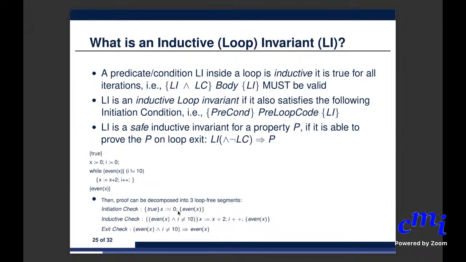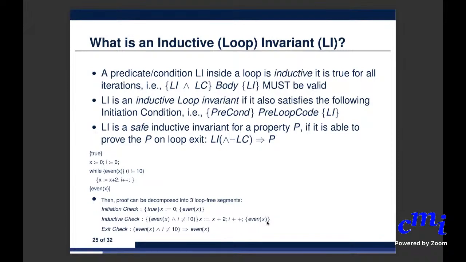In this case, this is the pre-code. Of course, there is also I, but I doesn't affect X. And then you have to prove the inductive check, which is the most important thing: if you start from an arbitrary state in which the loop invariant is true, in this case it's even if X, and the loop condition is true, then you execute the loop and even if X is true.